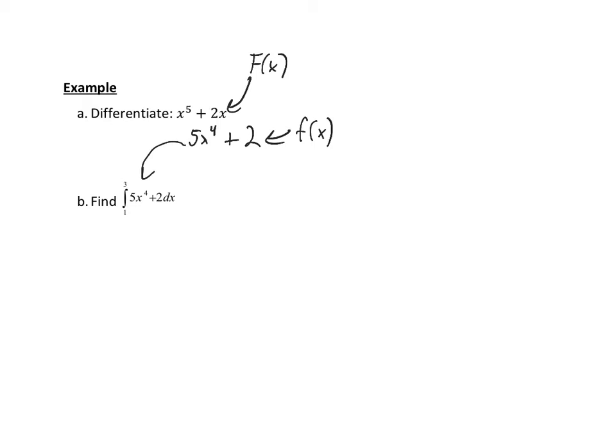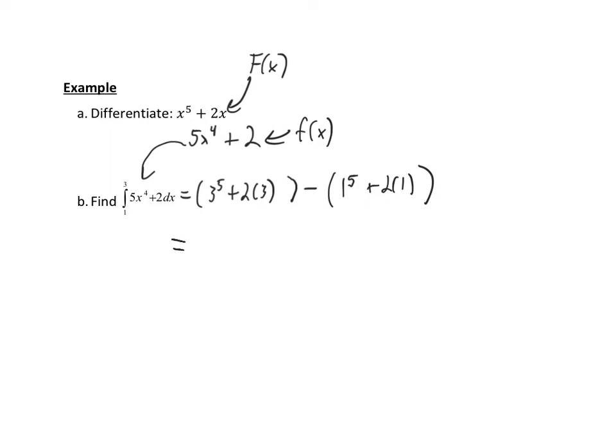So then if I wanted to compute this definite integral from 1 to 3, 5x to the 4th plus 2 dx, I want to plug it into some function that when I would take the derivative of that function, I would get 5x to the 4th plus 2. Well, because of part A, we know we really want to plug in 3 and 1 into the x to the 5th plus 2x. So plugging in 3, I'd have 3 to the 5th plus 2 times 3, minus plugging in 1, 1 to the 5th plus 2 times 1.